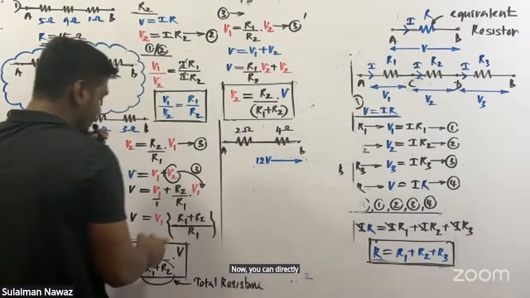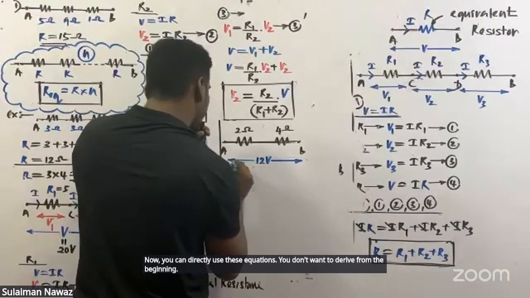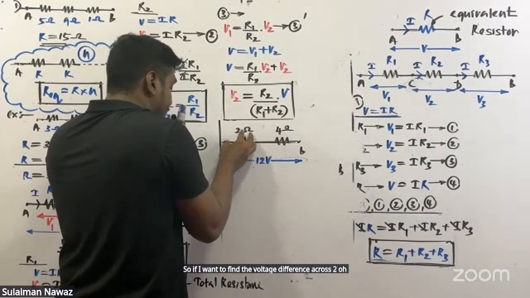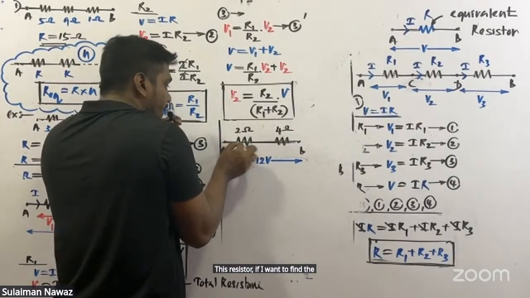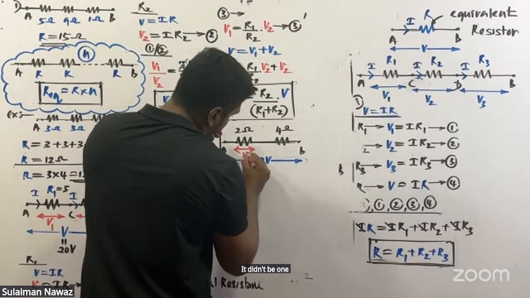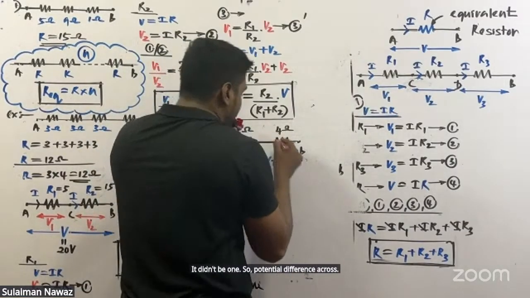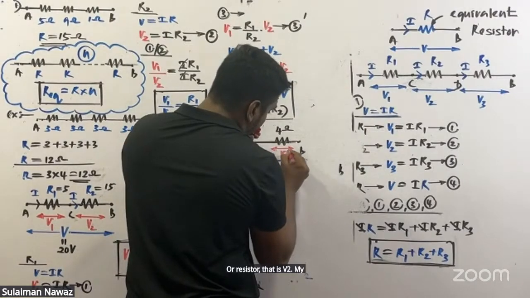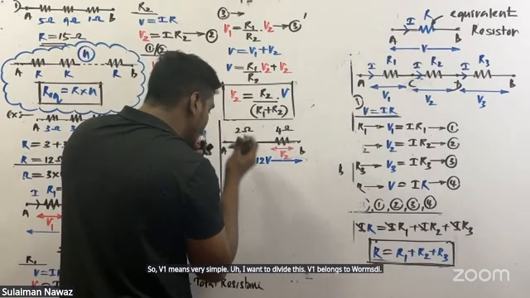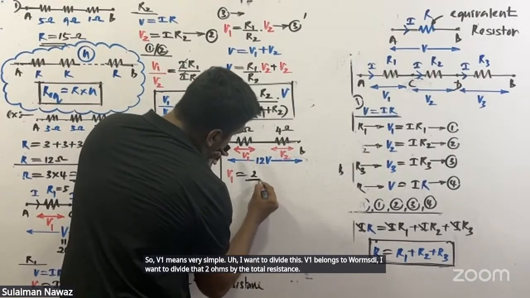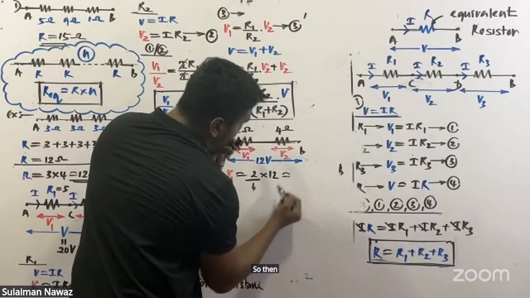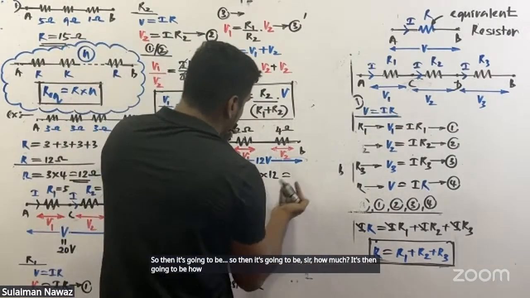Now you can directly use these equations. You don't have to derive from the beginning. If I want to find the potential difference across the 2 ohm resistor, let's say it is V1. The potential difference across the 4 ohm resistor is V2. My target is to find V1 and V2. V1 is very simple. I divide 2 ohms by the total resistance, which is 2 plus 4, 6, and multiply by the total potential difference 12. So it's going to be 4 volts.